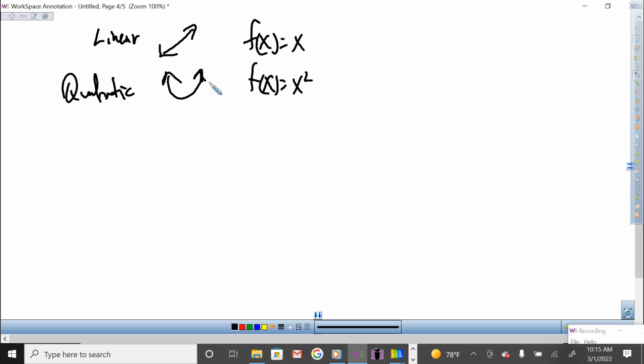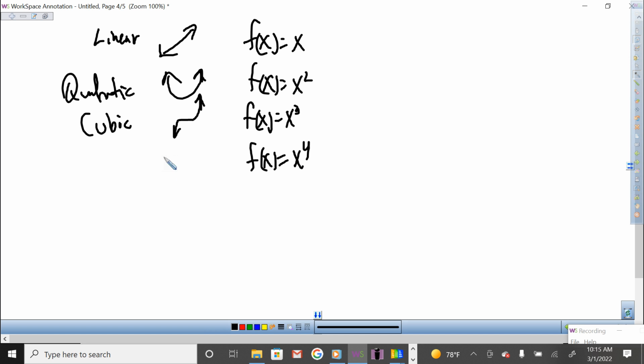Okay. Another one, Zachary. F of x equals x cubed. Yes, that one looks like this, and that's a cubic. Fatima, another one. F of x equals x to the fourth. It looks kind of like a parabola, but elongated like so. That's a quartic.